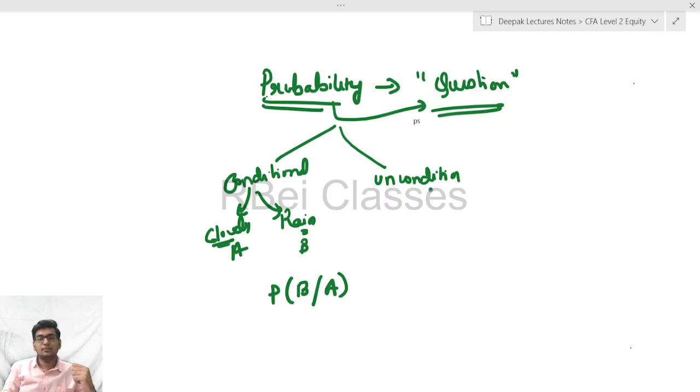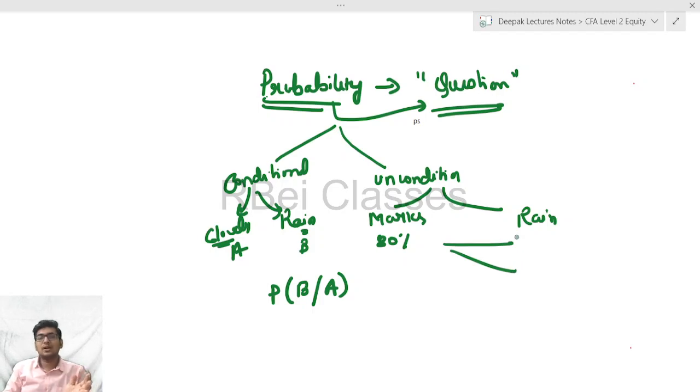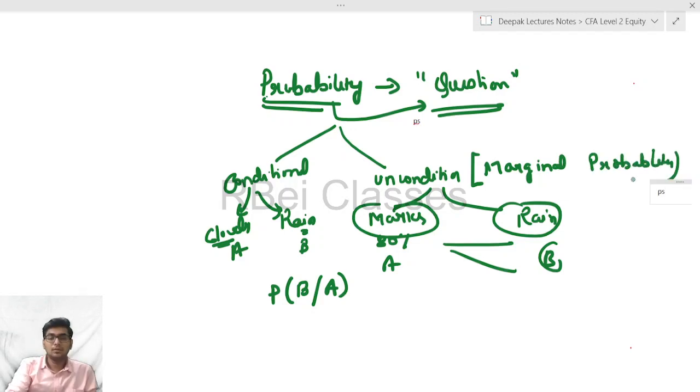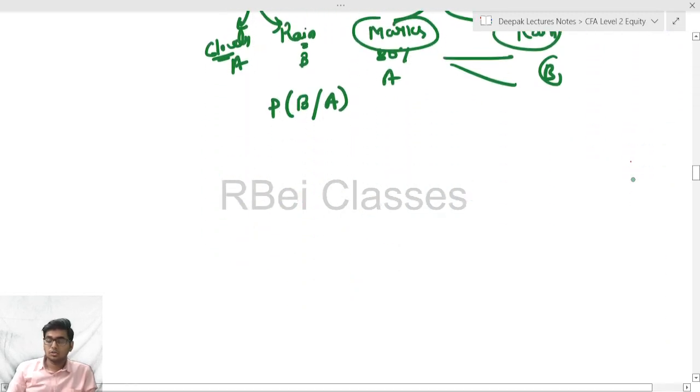Clear? But unconditional, my marks and rain: today I got 80%, whether it will rain or not, these two are unconditional because these two are unrelated. Probability A and B, they both are independent of each other, or we can say them as marginal probability. Clear?